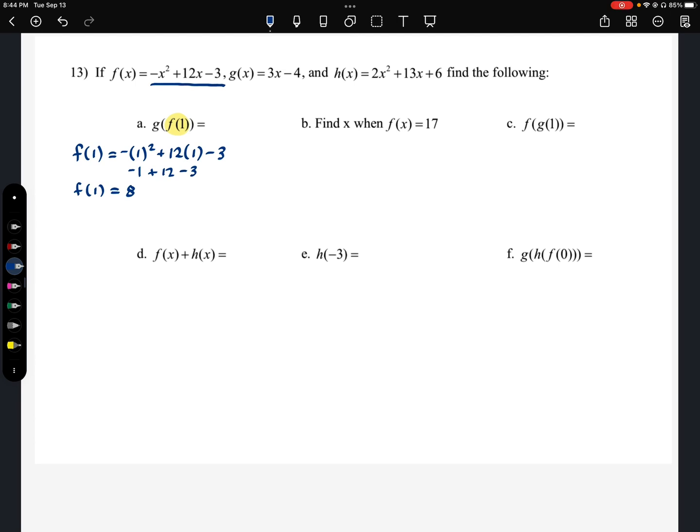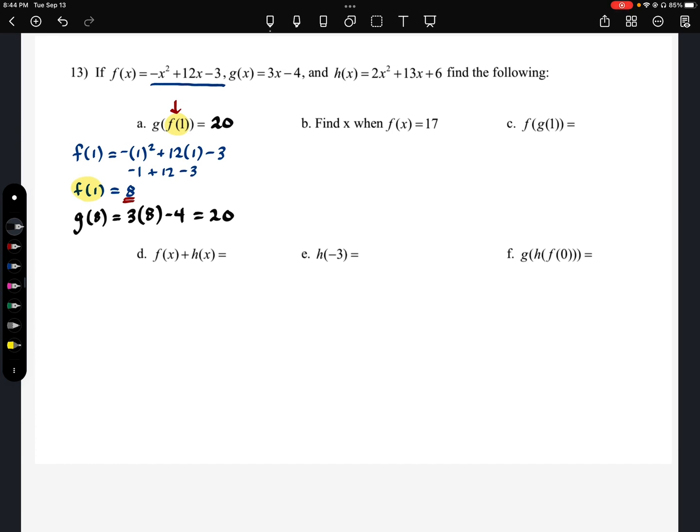Now, since f of 1 is equal to 8, we can substitute 8 for f of 1. So we're looking at g of 8. We plug in 8 into function g, so it'll say 3 times 8 minus 4, which ends up being 24 minus 4, which is 20. So g of f of 1 ends up equaling 20.